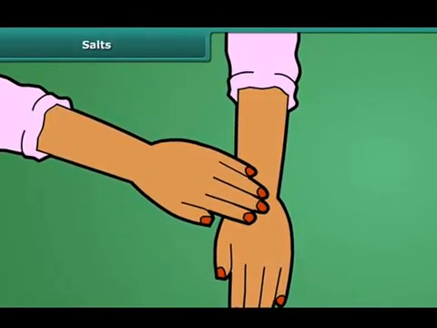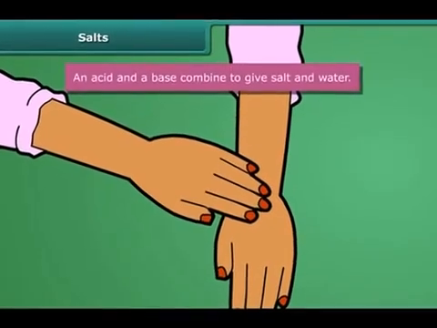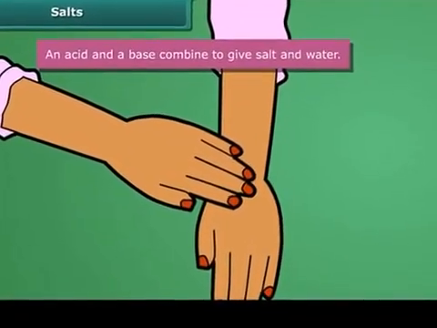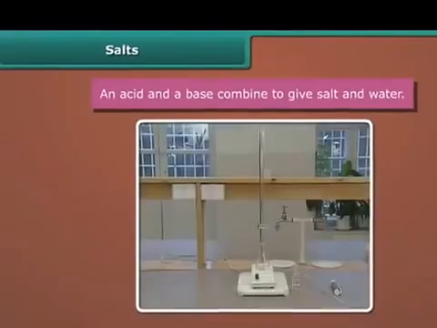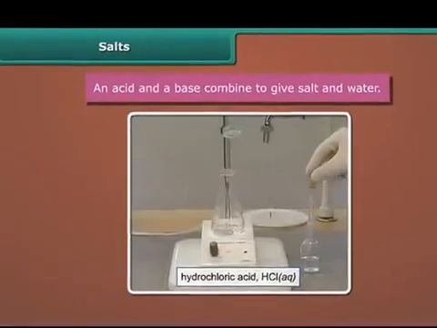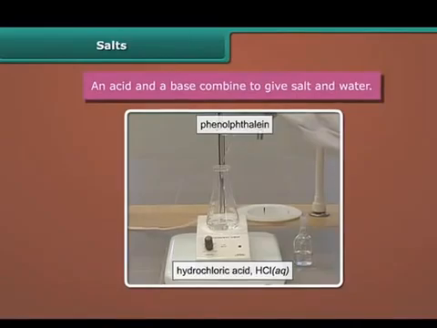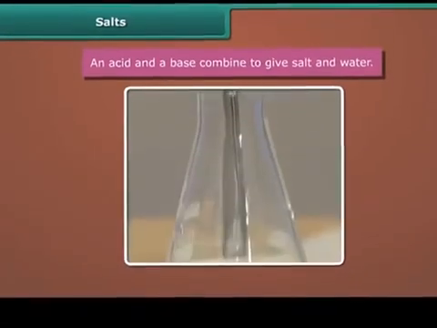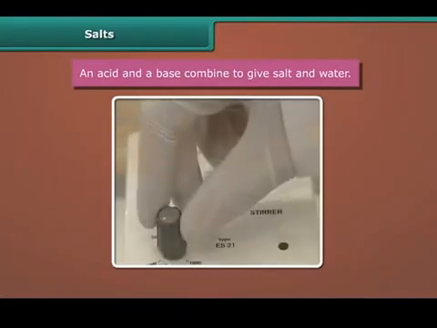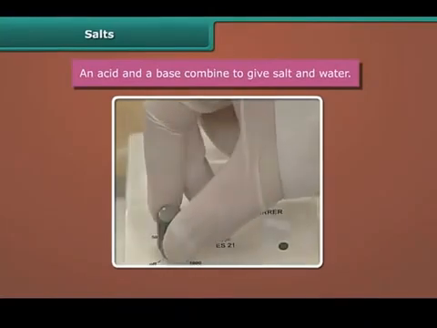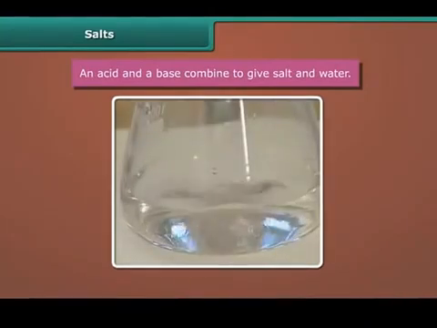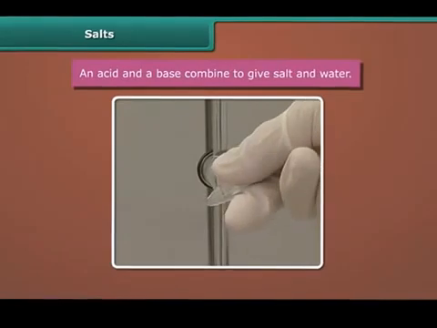Now that we know what an acid and a base is, let us find what happens when an acid is mixed with a base. An acid and a base combine to give salt and water. Let's do the following experiment. Add some phenolphthalein to dilute hydrochloric acid. The indicator remains colorless in the acidic solution. Now we add a solution of sodium hydroxide in small portions.